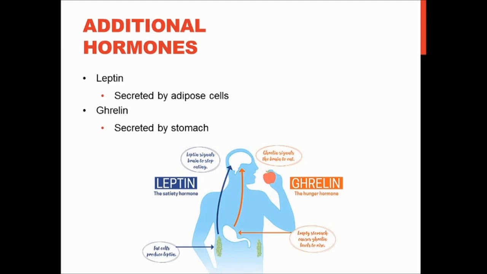So the balance of these hormones is actually really important, as you can imagine, in things like obesity. A lot of the times you can actually be leptin resistant, and it's kind of like being insulin resistant in a way, and your body can't really sense that you're full as much as you would typically.